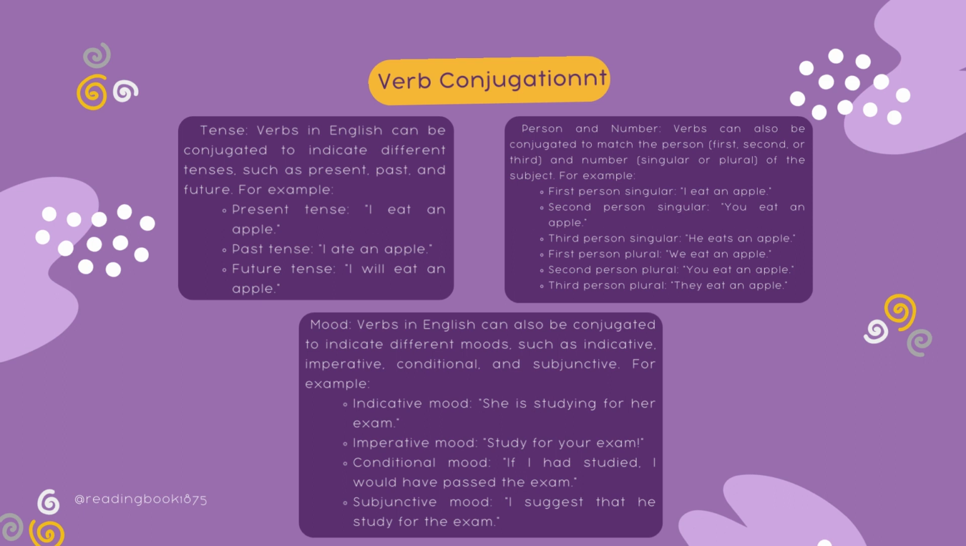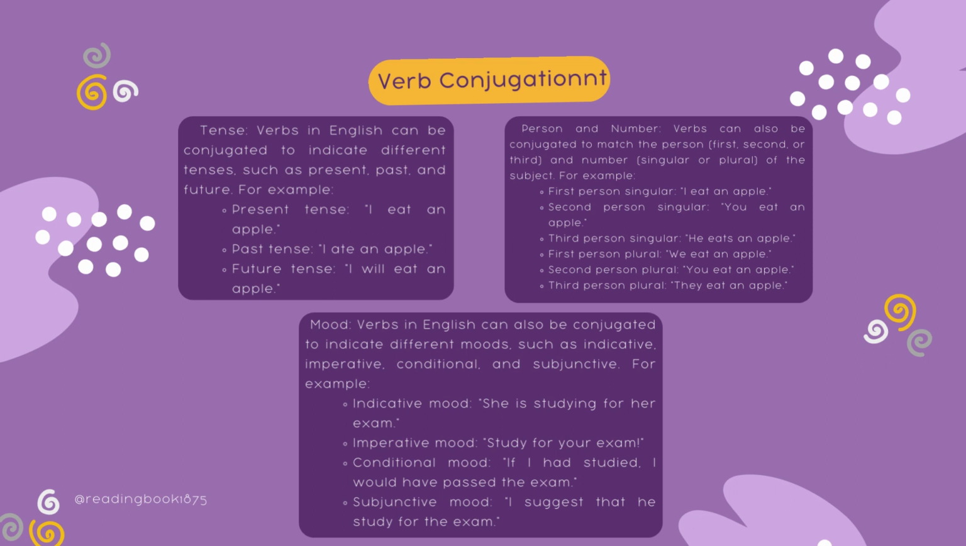Person and number. Verbs can also be conjugated to match the person (first, second, or third) and number (singular or plural) of the subject. For example, first person singular: I eat an apple. Second person singular: you eat an apple. Third person singular: he eats an apple. First person plural: we eat an apple. Second person plural: you eat an apple. Third person plural: they eat an apple.